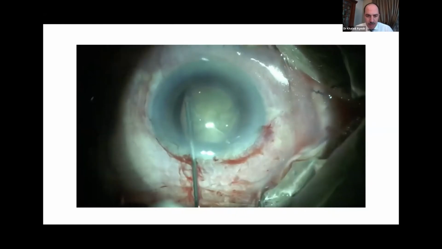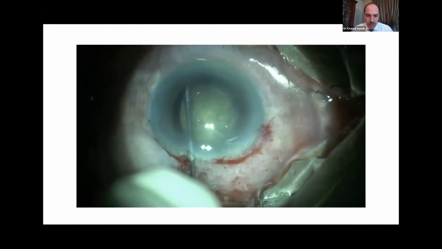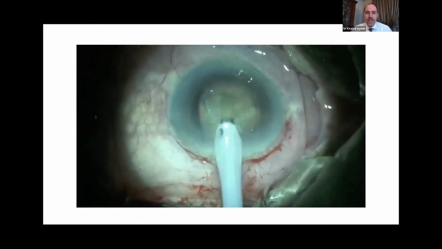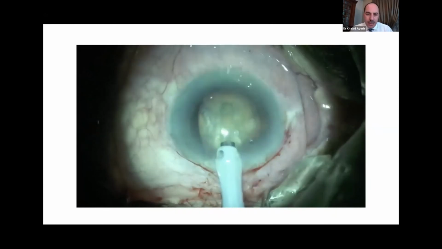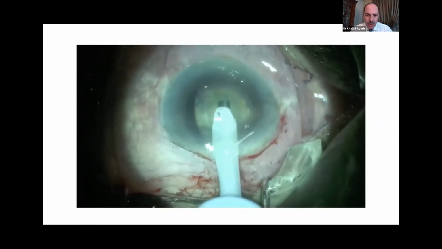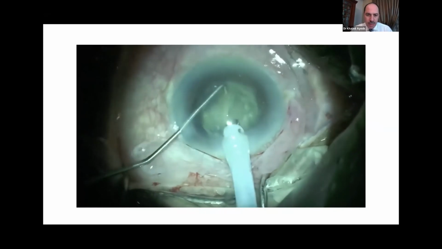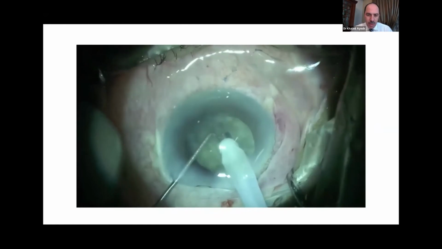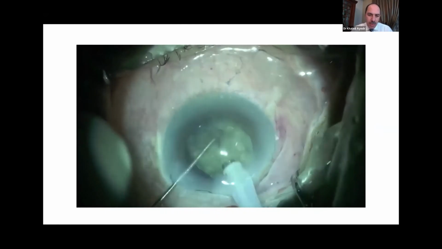So then we started the hydrodissection and the phacoemulsification. We can see that this cataract has a large, dense nucleus. I tried to rotate the lens, but I found it a little bit difficult, so I didn't want to manipulate too much.